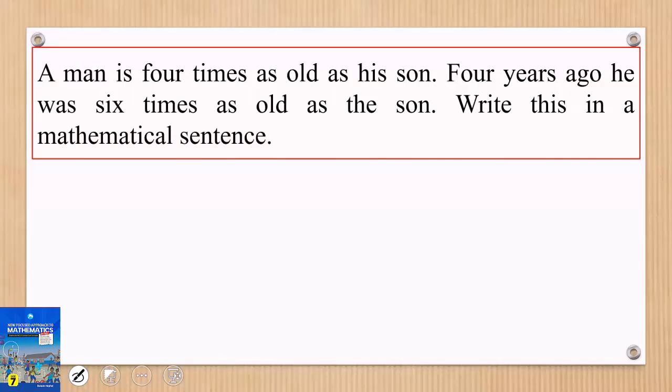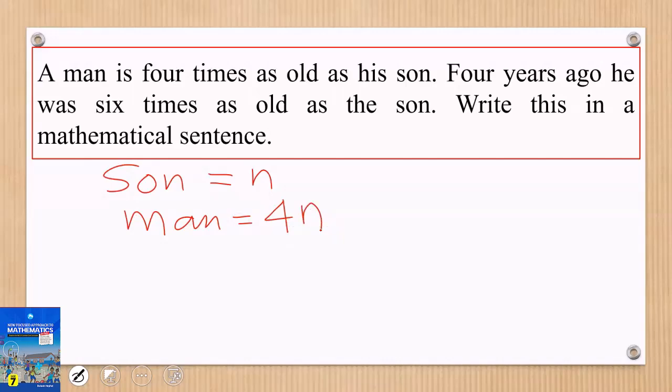A man is 4 times as old as his son. That means we can represent the son, because if we know the son's age, we can know the man's age. That makes it easier. So what is the son's age? Then we can know 4 times that age. So let the son be equal to, maybe let's call it n. Now if this is the son's age, then the man will be 4 times as old as the son. It makes it clear, right?